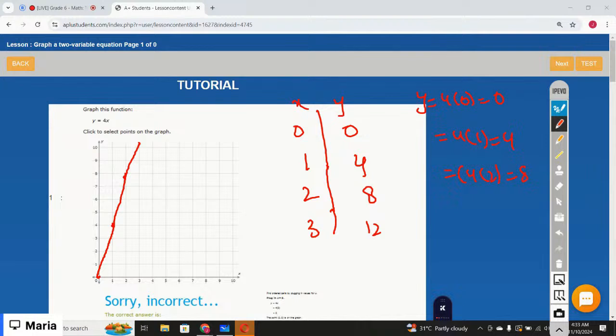X is 0, 4 times 0 is 0, right? When x is 1, 4 times 1 is 4. So you have a table of values 0, 0, 1, 4, 2, 8, 3, 12. So just plot x and y values on the graph, join the points and make a line. Got it? Any questions you can ask if you have any?